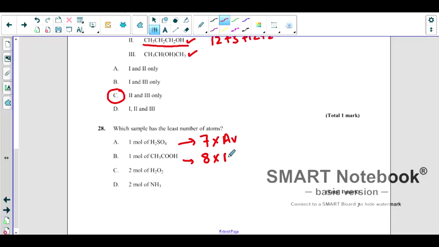For 1 mole you multiply it by Avogadro's number. Here it is 2 moles. So 2 plus 2 is 4. So 4 into 2 into Avogadro's number. Why 2? Because here it is 2 moles. 1 mole contains Avogadro's number, so 2 moles will contain double Avogadro's number. Same is the case here. Again it is 4, so 4 into 2 into Avogadro's number, right? So the correct answer should be A, because it will have the least number of atoms.